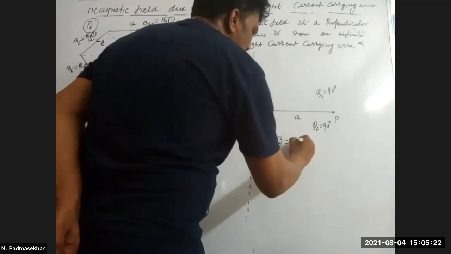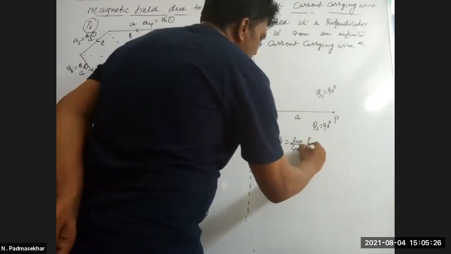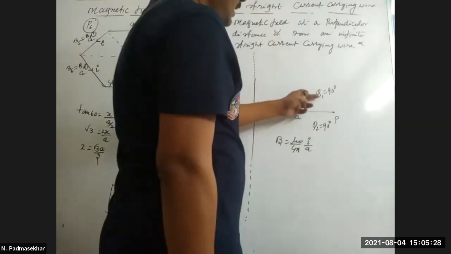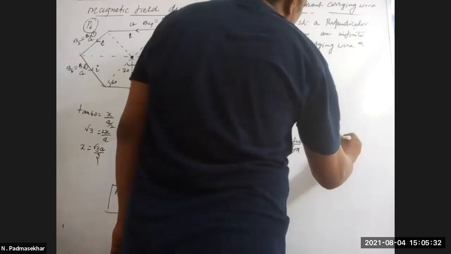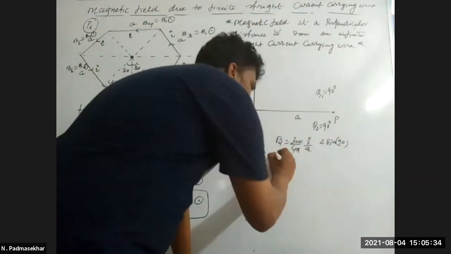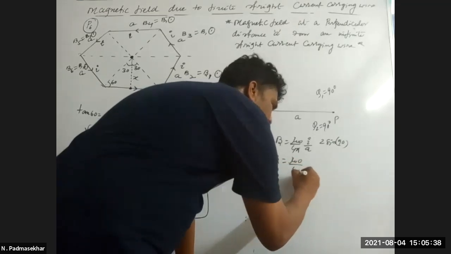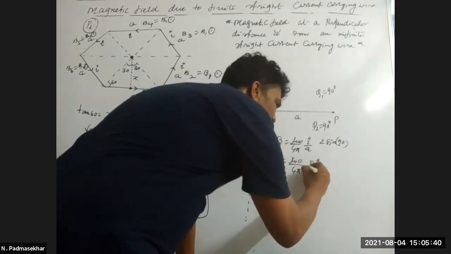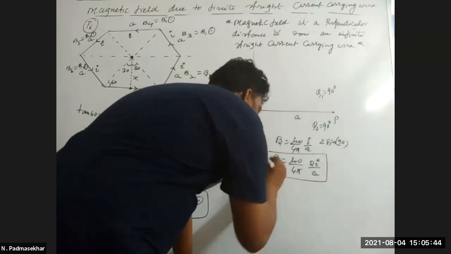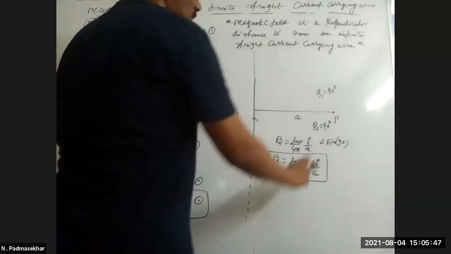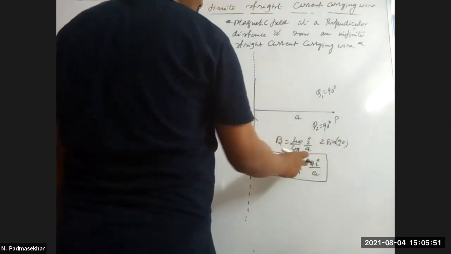B is equal to mu naught by 4 pi, I by A, into sine 90 plus sine 90, which is 2 sine 90. So B is equal to mu naught by 4 pi, 2I by A. Sine 90 is 1.